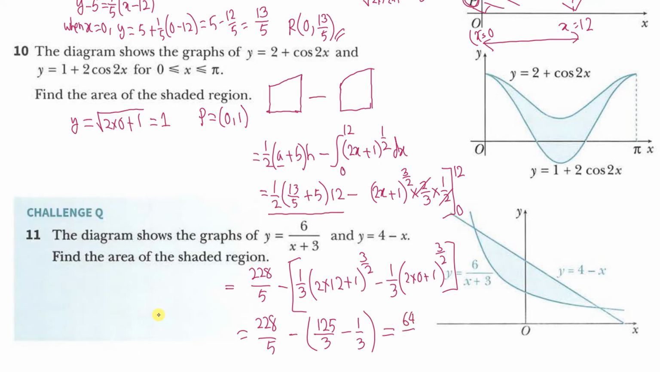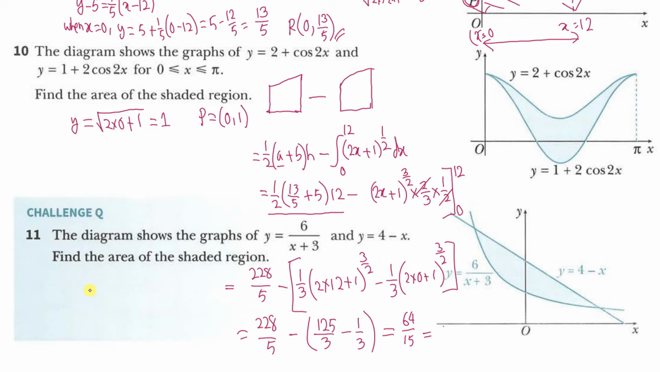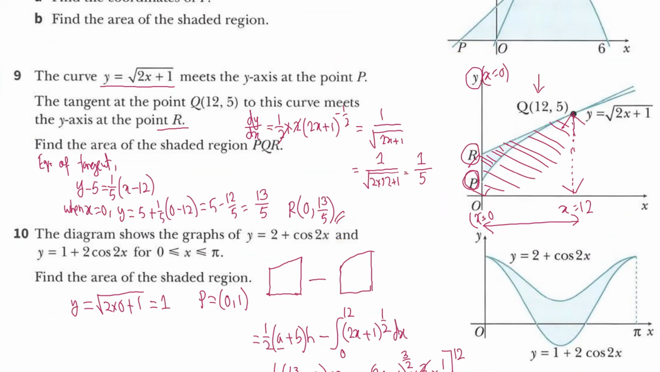64 by 15. I would suggest you write it as a mixed fraction. Don't write it as a decimal point. So 4 and 4 by 15 unit square is the answer of this question. Hope you understand. Let me show you how we did it.